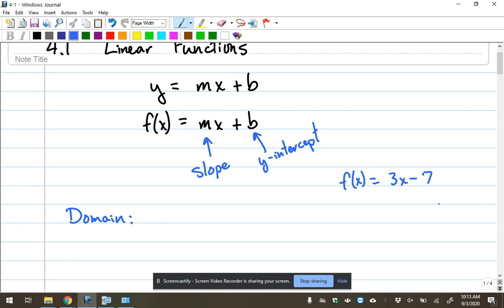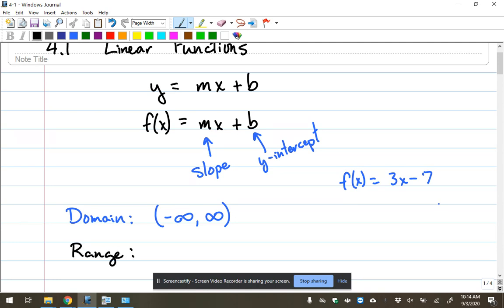All the x values. So what x values work for that problem? Are there any red flags? What red flags do we look for? A square root with x's inside, or a fraction with x's where? In the denominator. None of that's happening in this problem, so it doesn't have any red flags. If there are no red flags, then the domain is automatically what? All real numbers, negative infinity to positive infinity. Means the same thing. Okay?